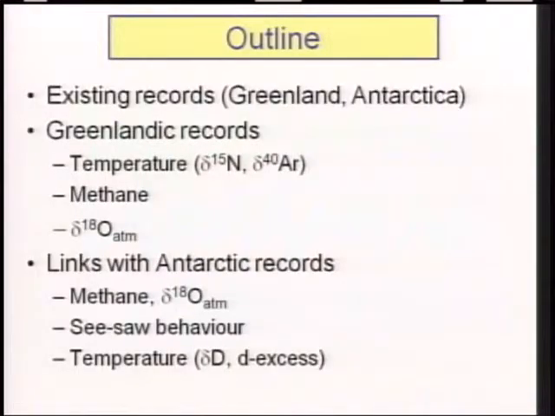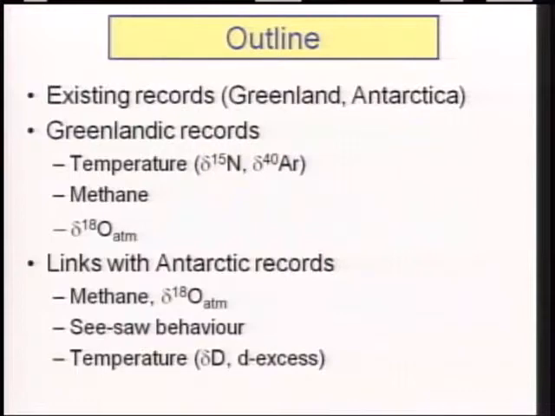So the outline of my talk is the following. First, I will show you the existing records from Greenland and Antarctica that cover marine isotopic stage 5. Then I will focus on the Greenland records, showing you the temperature reconstruction over that period using delta 15N and delta 40 argon in the air trapped in ice core.